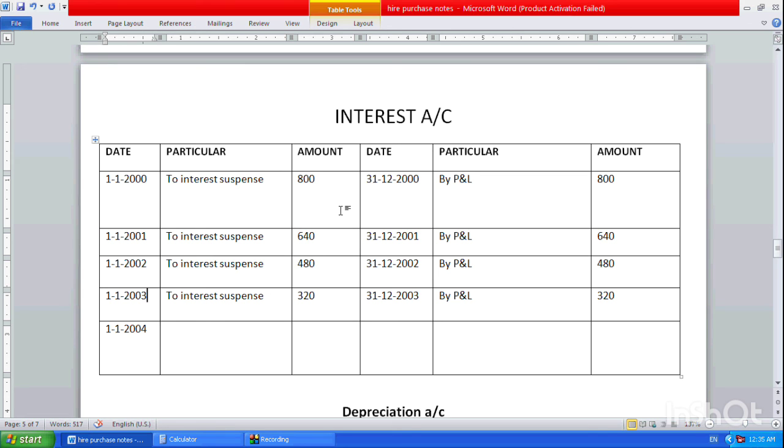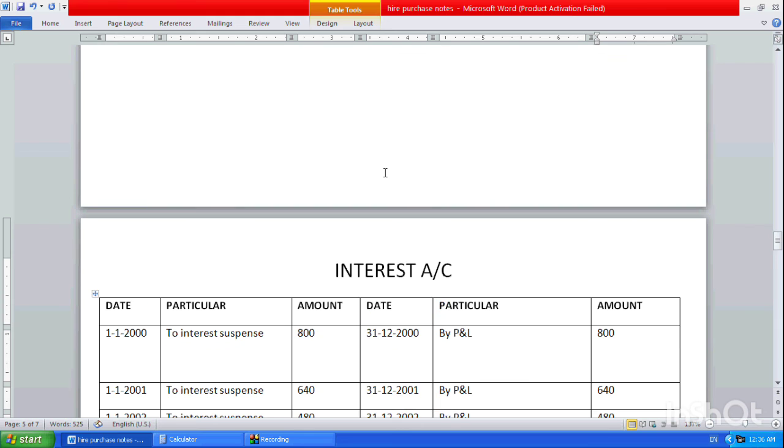Last, to interest suspense account 160, 31st December 2004 by P&L 160. The interest account is very easy. The interest on depreciation account you can handle easily, but the depreciation interest should be calculated correctly. You can see here the depreciation of your interest. So this is the way, it's an easy format of interest.